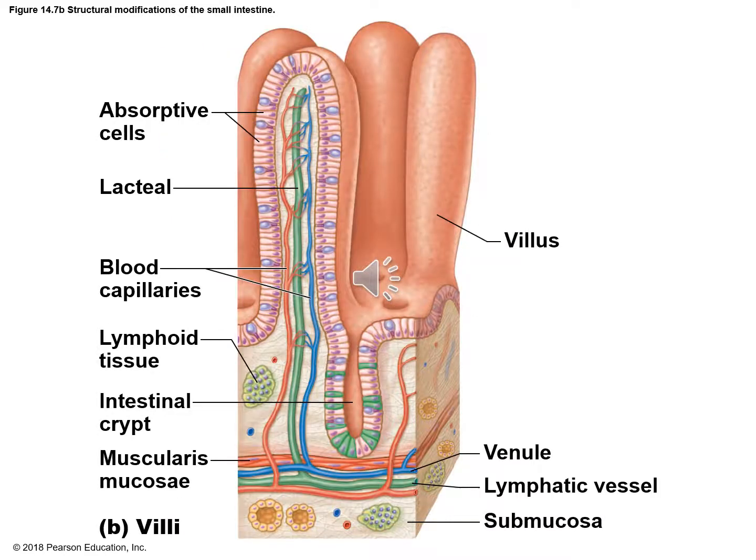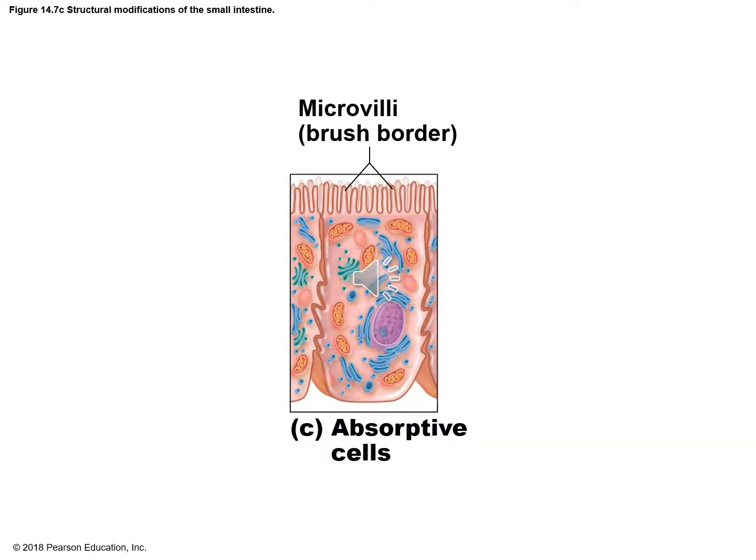You don't need to memorize all the terms on this slide, but this is showing the idea of the villi and how they increase surface area. And then on a microscopic level, we have microvilli, also known as brush border, on the individual cells, also increasing surface area.